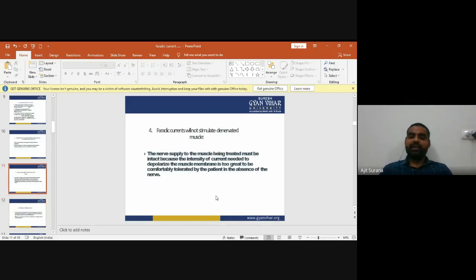Now, Faradic current will not stimulate denervated muscles. The nerve supply to the muscle being treated must be intact, because the intensity of the current needed to depolarize the muscle membrane is too great to be comfortably tolerated by the patient in the absence of nerve.